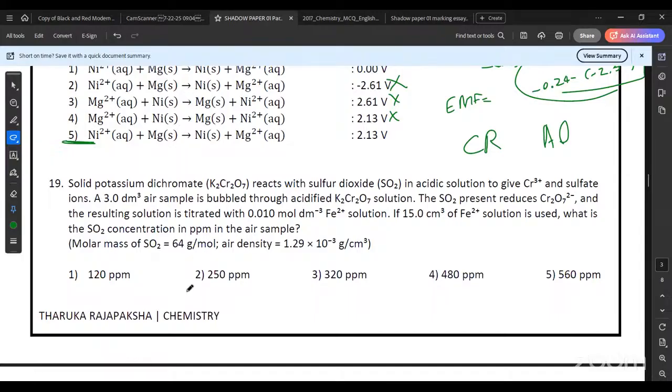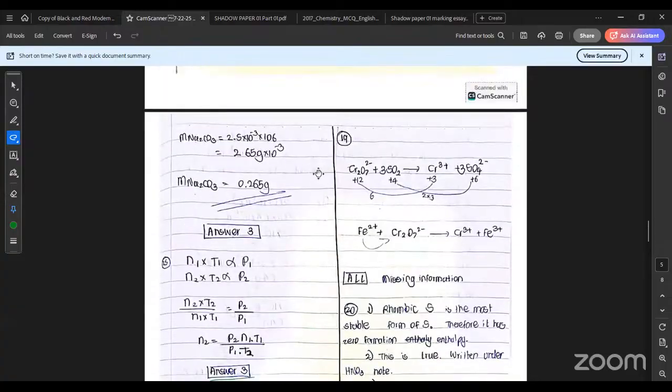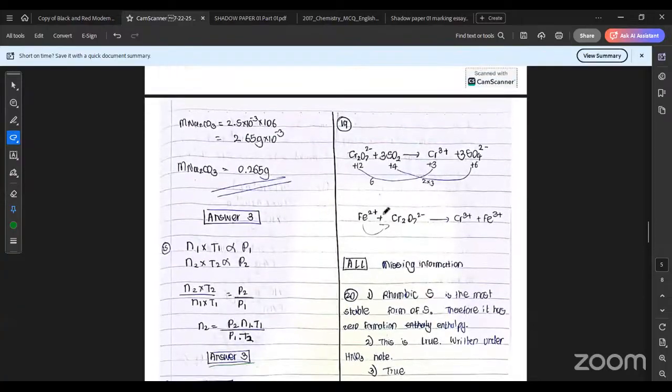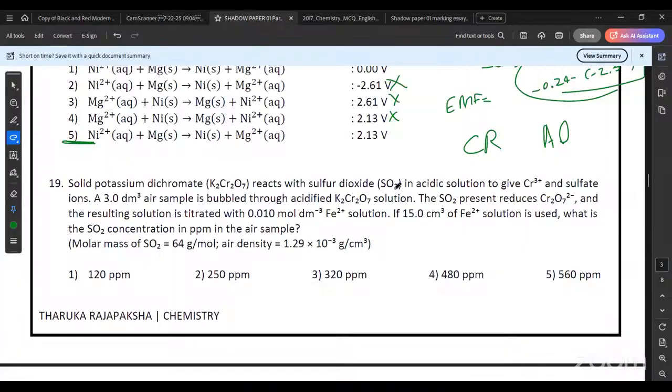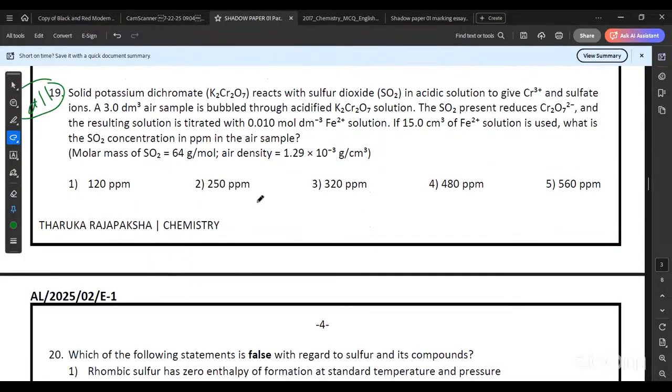This question: solid potassium dichromate reacts with sulfur dioxide in acidic medium to give Cr3 plus and sulfate ions. SO2 reduces Cr2O7 2 minus, and okay, this is a titration question. There is missing information here, people. Some concentrations haven't been given, so you have to take it as given. This is a good question, I just missed one point here. So the answer you are going to get is in ppm. It's a good question but still I missed it.